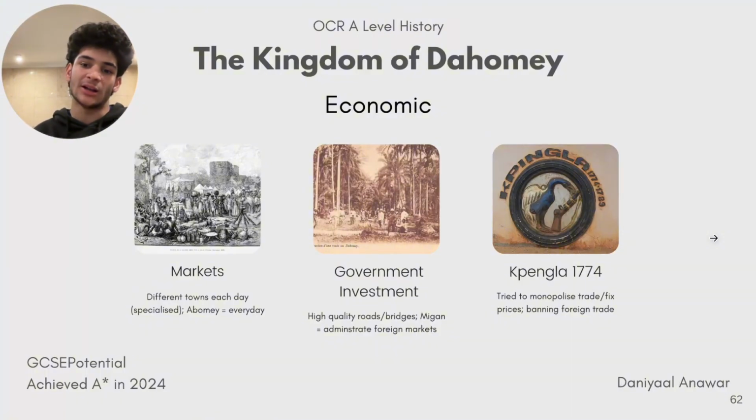Final point, Kaplenga. He was a bit of a controversial bloke who led in 1774. He tried to monopolize trade and fix prices at one point, and then he banned foreign trade. So yeah, he was kind of like a Trump type figure, I guess. That's how it seems to be, because some of the policies he's doing are madness, but there we go.